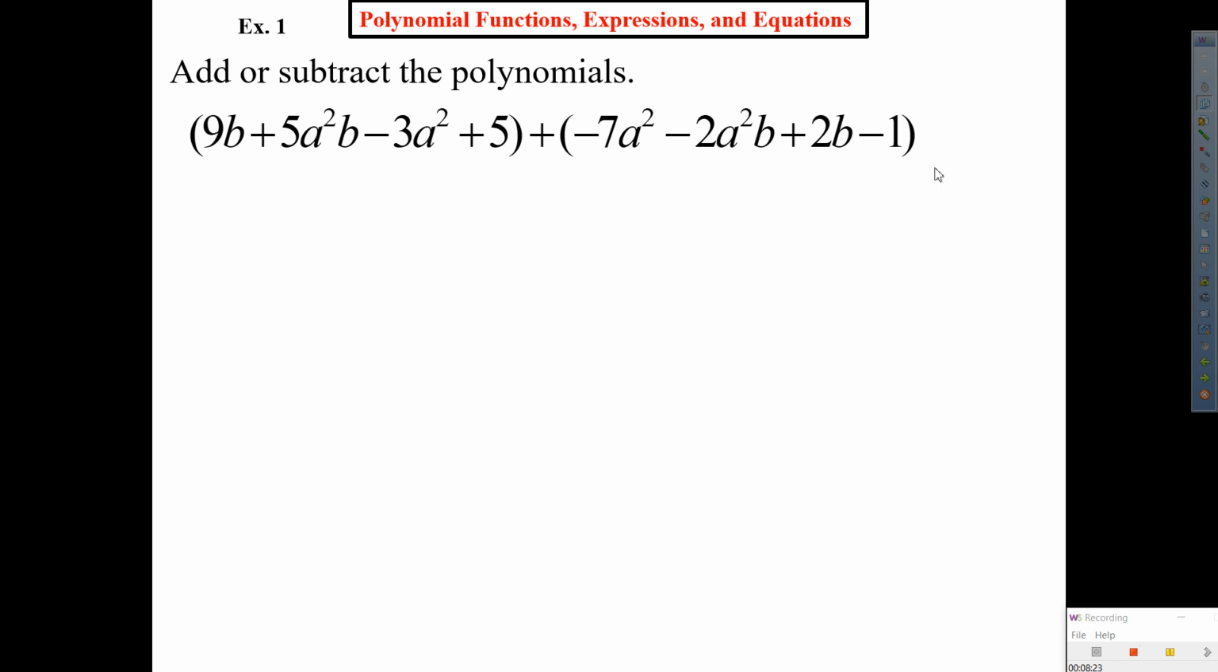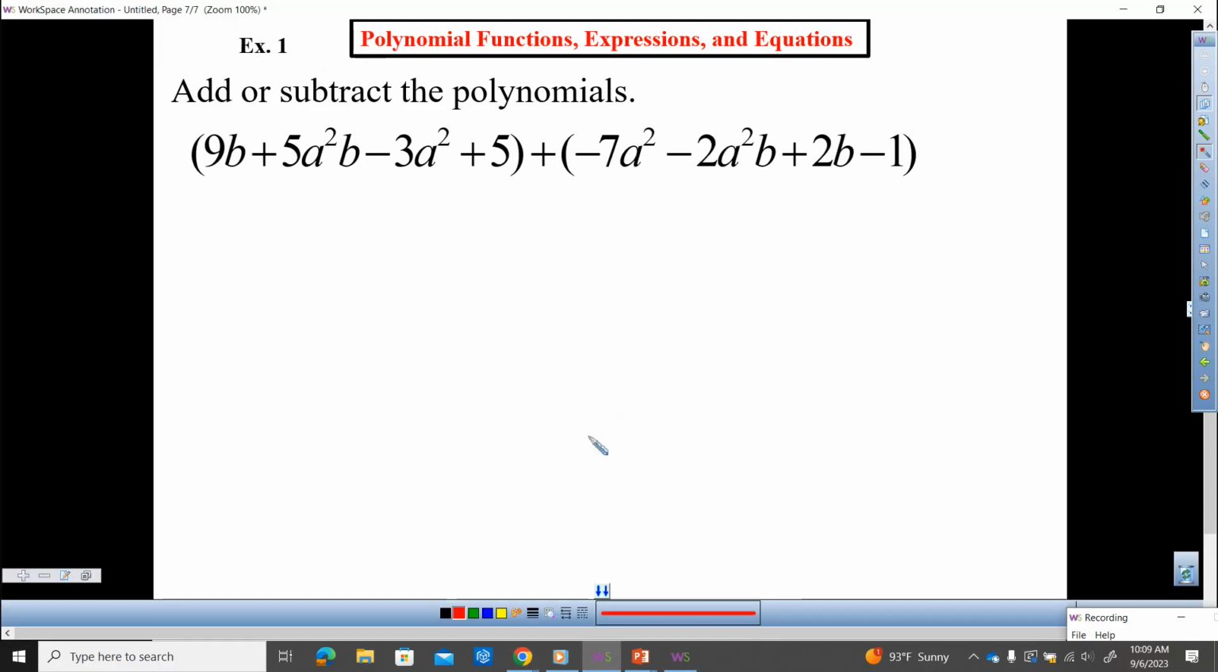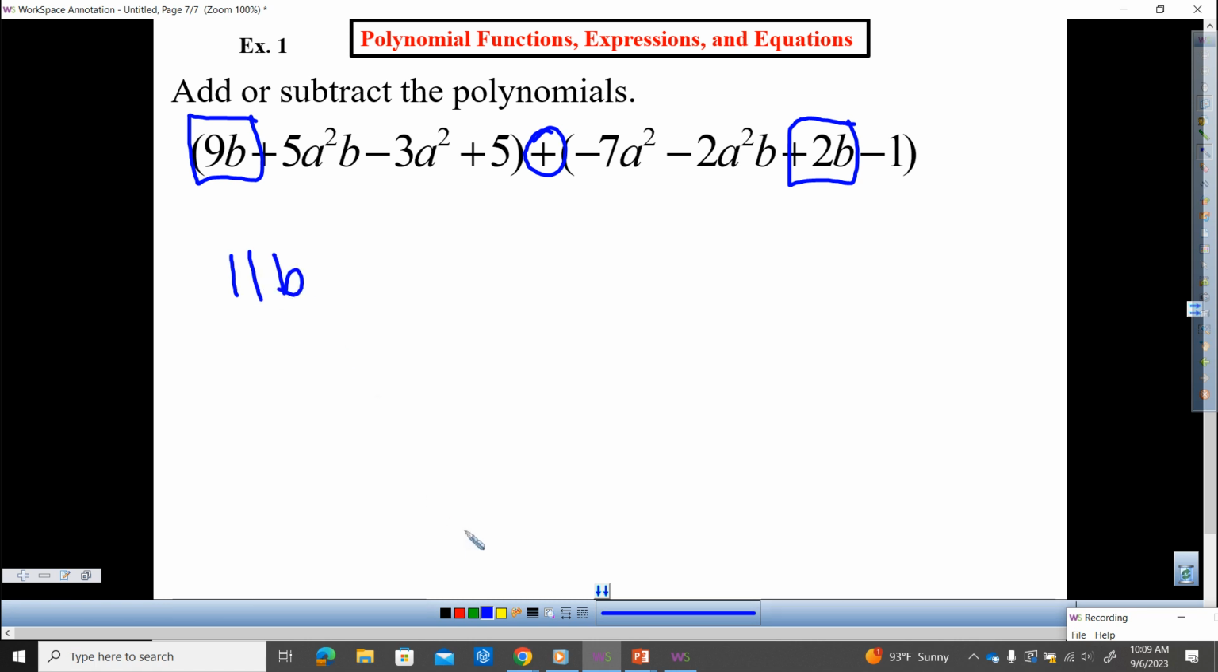So, let's do this one together. Like I said, some of you are already experts at this. So the first thing I want you to do whenever you have addition or subtraction of polynomials is look in between the 2 or the 3 polynomials to see if there's any subtraction. Is there any subtraction? No, it's just what? Addition. If it's just addition with no numbers in between the parentheses, then at this point we can just combine like terms. Therefore, I'm going to start with the first one. I'm going to use different colors to stay organized. 9b, is there another b? Yes, right here, so the total is 11b.